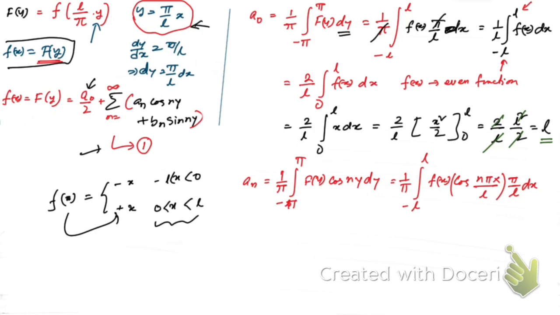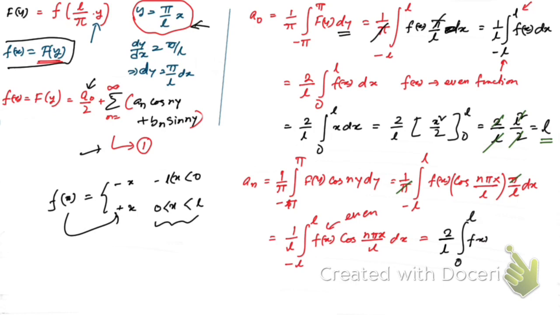Now you see here also this pi cancels, and 1 by l is taken out, so you will get 1 by l integral from minus l to plus l of f of x cos n pi x by l dx. As f of x is an even function, we can write this as 2 by l, with the interval changed to 0 to l, integral of f of x cos n pi x by l dx.